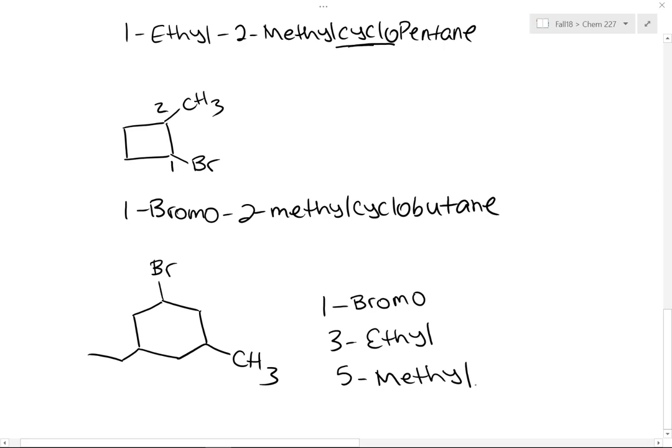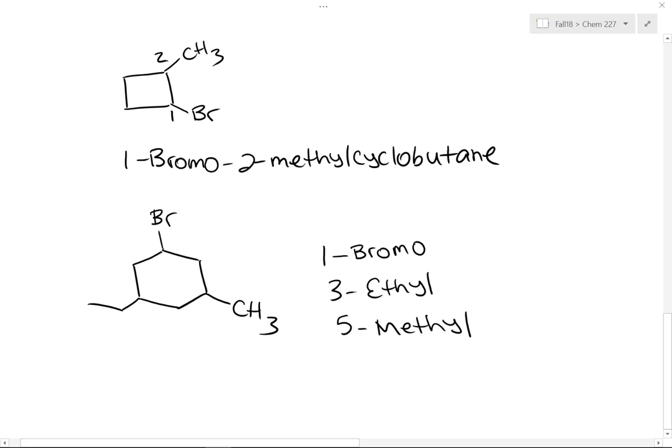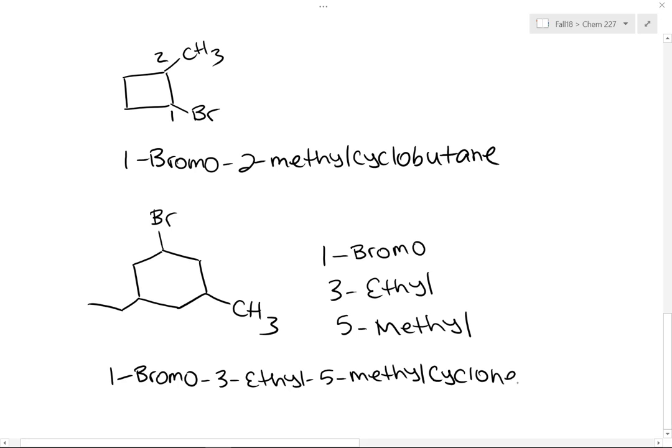So here's a scenario in which no matter where you start numbering, you're going to end up with the same locants, 1, 3, 5. So we're going to number them in alphabetical order. 1-bromo, 3-ethyl, 5-methylcyclohexane. So let's write that out. 1-bromo, dashes between numbers and letters, 3-ethyl, 5-methyl. That's my last substituent, and it's a cyclic parent, so cyclo. It has 6 carbons, so hexane, cyclohexane.